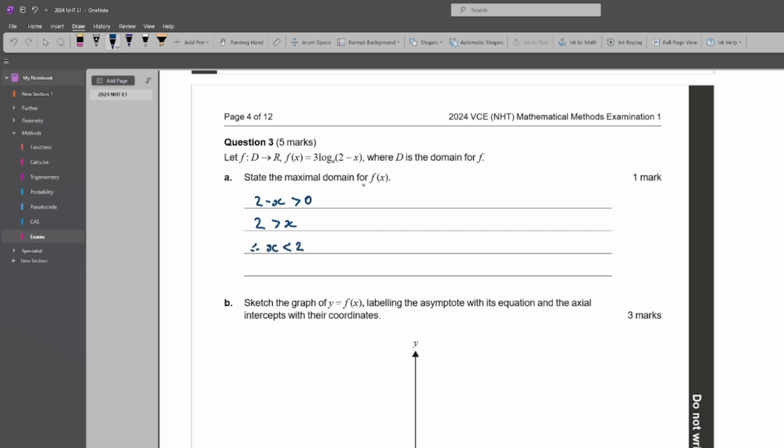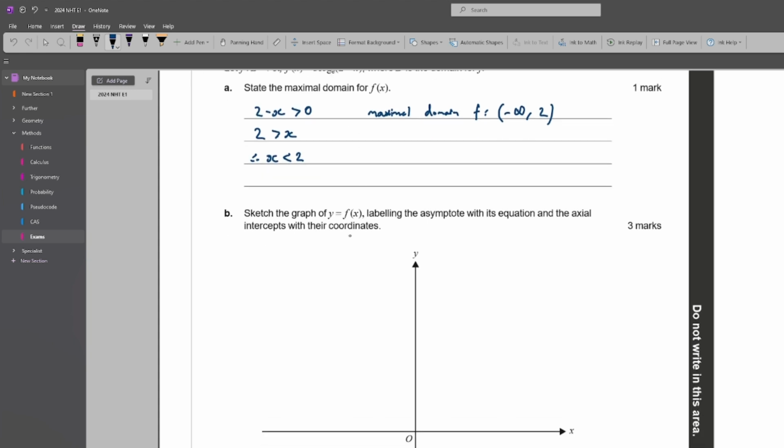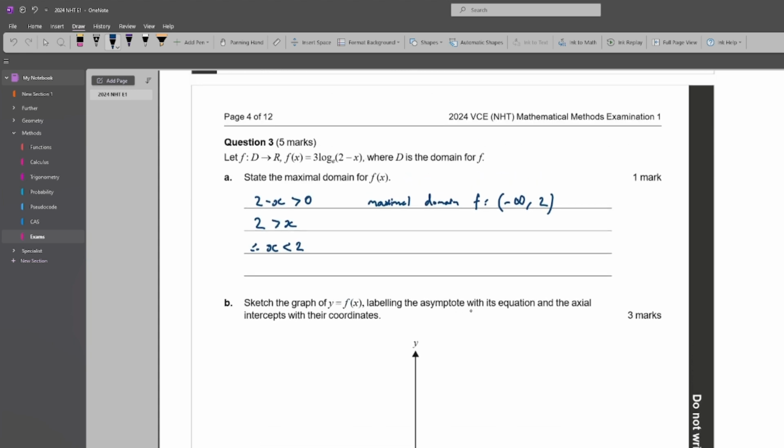So the maximal domain for f, D, it doesn't actually say if D is the maximal domain. I think that's what they meant. I'm just going to say maximal domain of f is negative infinity to 2. Round brackets because we can't have 2 in here, otherwise we'd have ln of 0. Sketch the graph of f, labeling the asymptote of its equation and the axial intercepts with their coordinates.